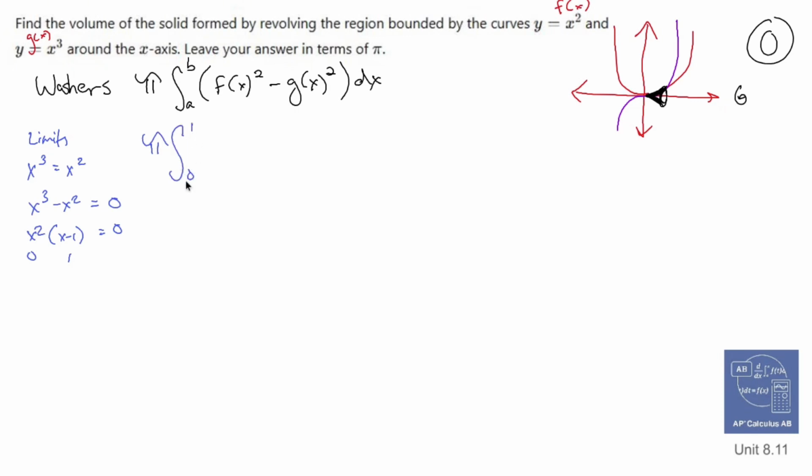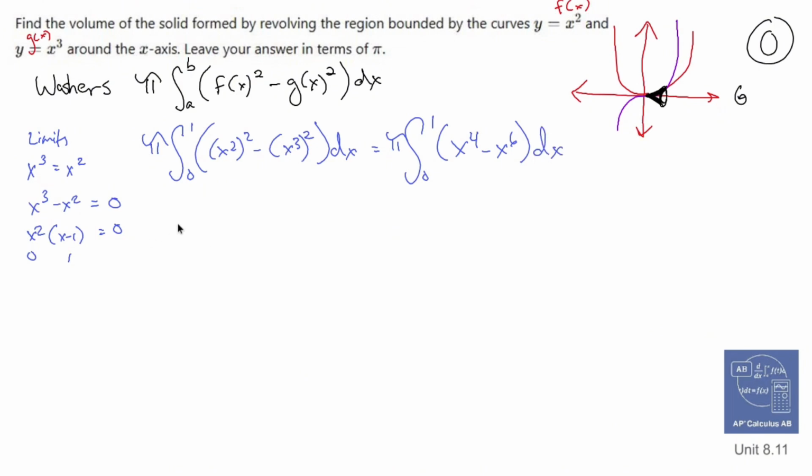So the equation that I set up for this problem is pi times the integral from 0 to 1 of x squared minus x cubed, squared, dx. That's going to equal pi times the integral from 0 to 1 of x to the fourth minus x to the sixth dx. Now let's integrate that. 1/5 x to the fifth minus 1/7 x to the seventh, limits at 0 and 1.